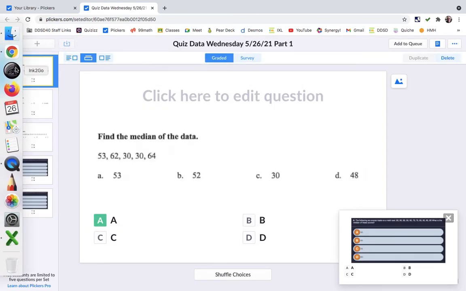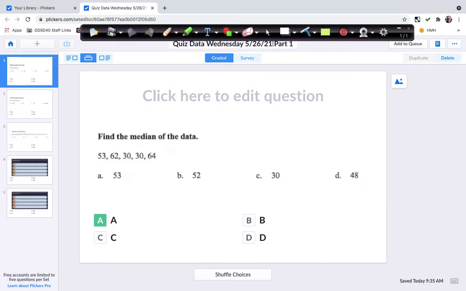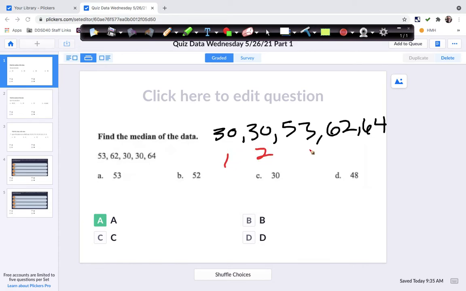So here is the first problem that we did: find the median of this data set. So we want to put them in order. So 30, 30, 53, 62, and 64. I have 5 numbers. So that means the third number is the median. So there's 2 on each side. So 53 was the answer on that one.